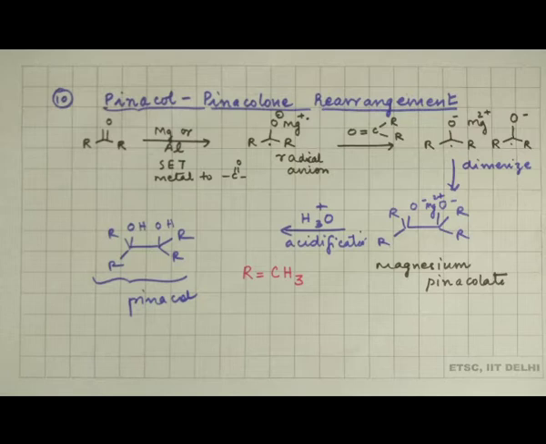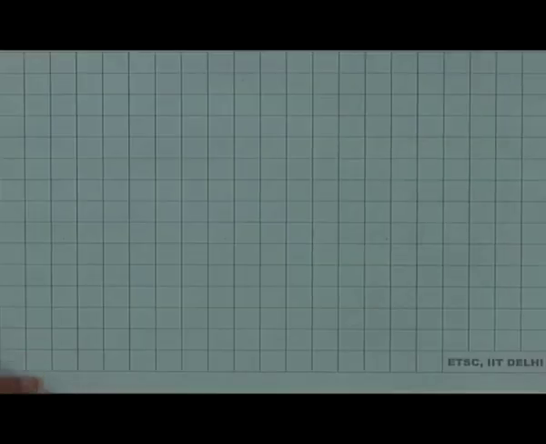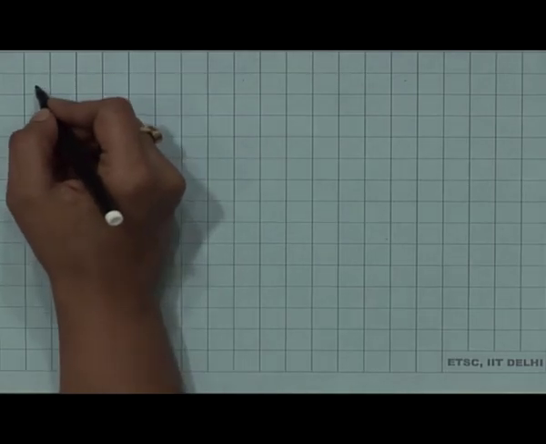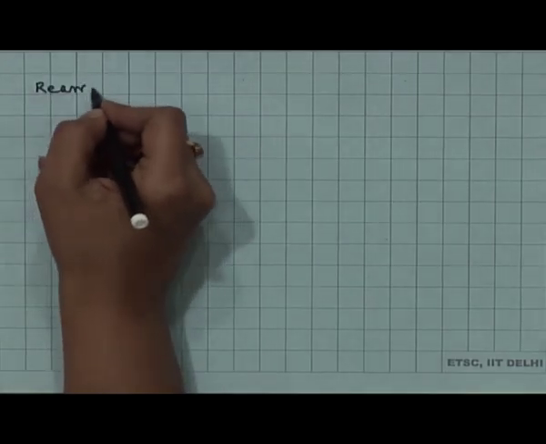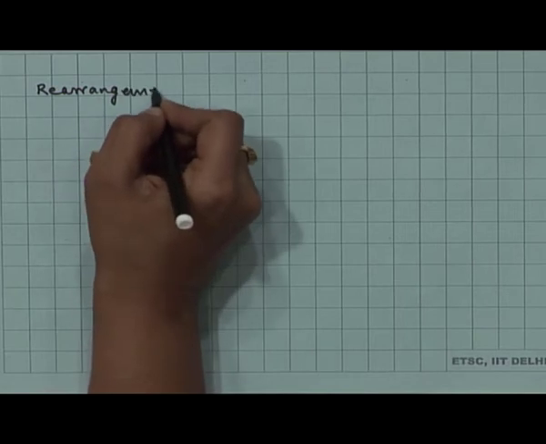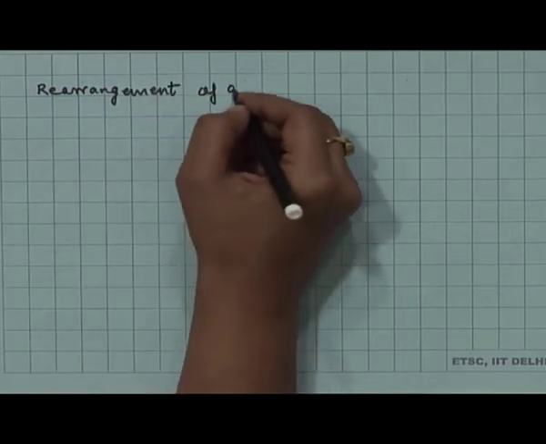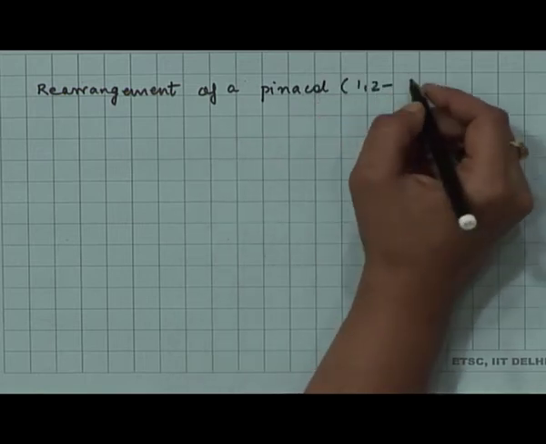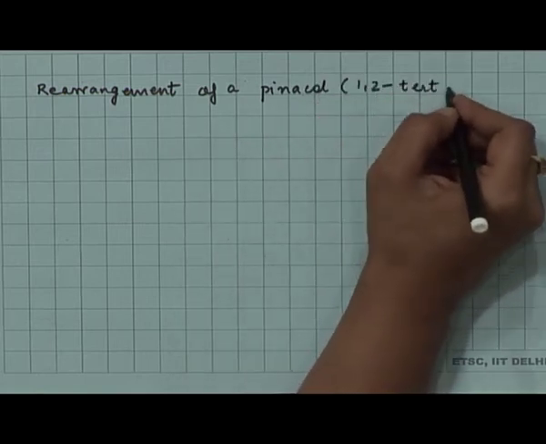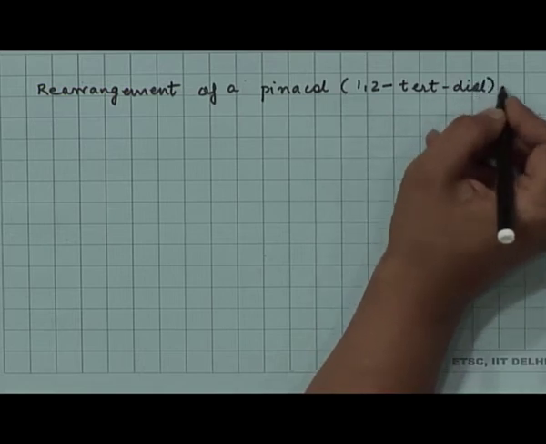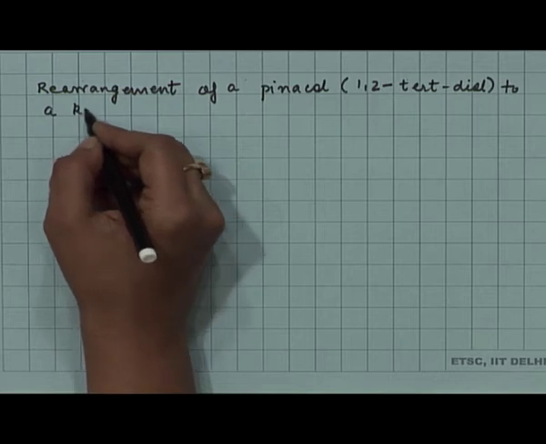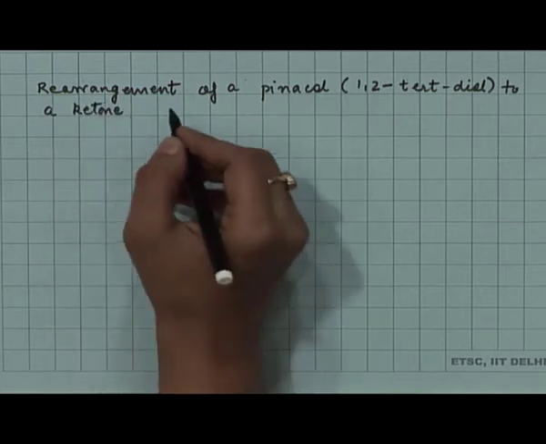and then what we are learning now is how do these Pinacols undergo rearrangement to give what we call ketones, which are pinacolones. So, Pinacol-Pinacolone rearrangement is essentially the rearrangement of a Pinacol, which we now know is a 1,2 diol, a 1,2 tertiary diol. So, a Pinacol is converted to a ketone, and what is the reagent?